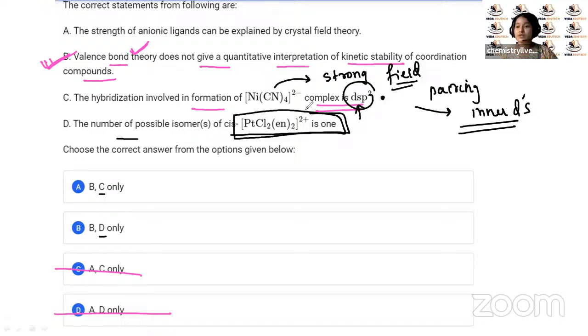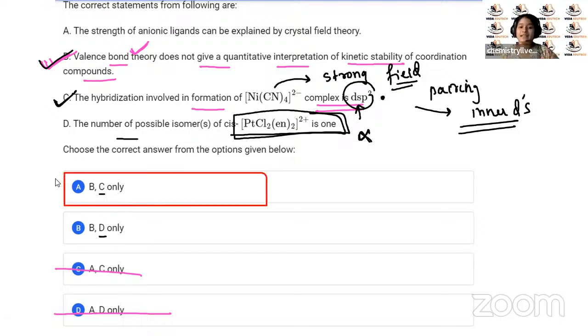Is this correct? No, this is not correct. Why? We'll see that why there are more isomers as well. Isomerism will take one more class and discuss, but this is wrong. There is not one isomer, right? So hence we can say that B and C is going to be the correct answer. That is in option number A. So option A is your correct answer. That is B and C only, right? Yes.